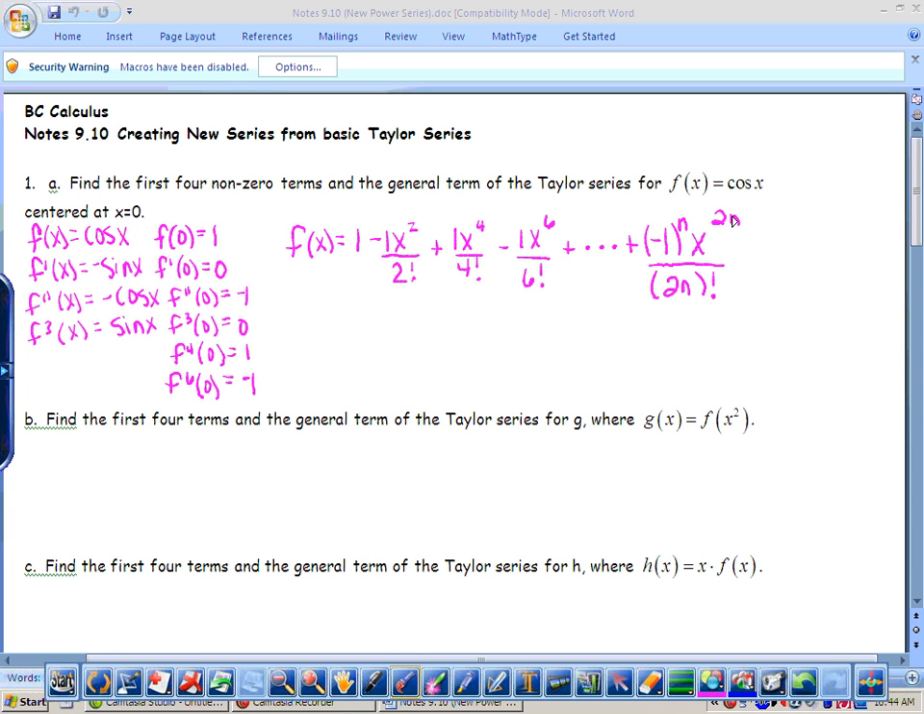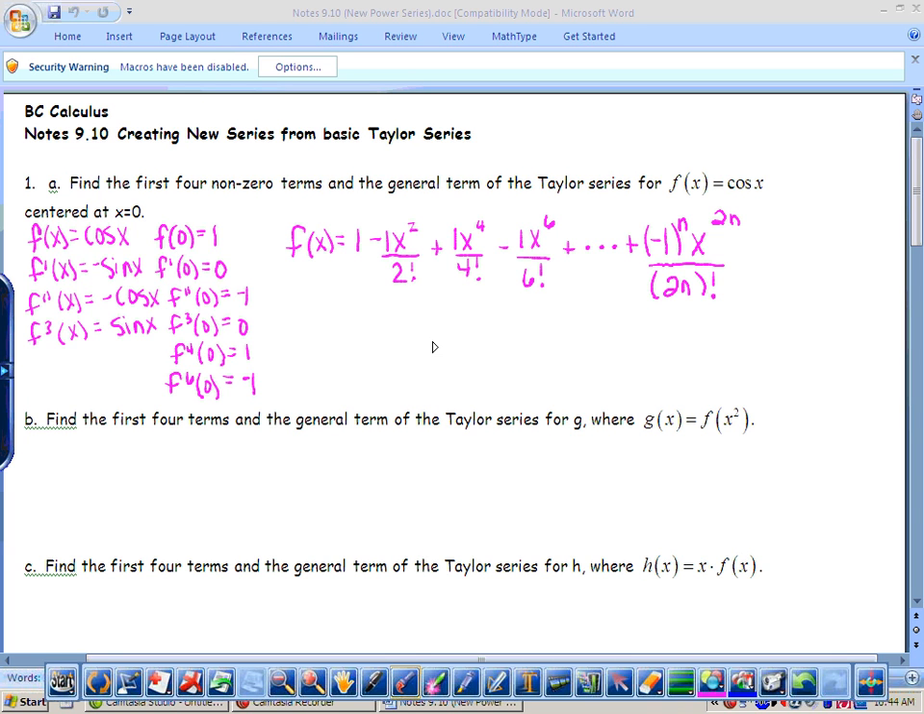So x to the 0 is 1, negative 1 to the 0 is 1, and 0 factorial is actually defined to be 1. So that one works out. If n is 1, I have negative 1 to the 1, which is negative 1, x squared over 2 factorial. If n is 2, I'm going to have a positive coefficient, x to the 4th over 4 factorial. So that works.